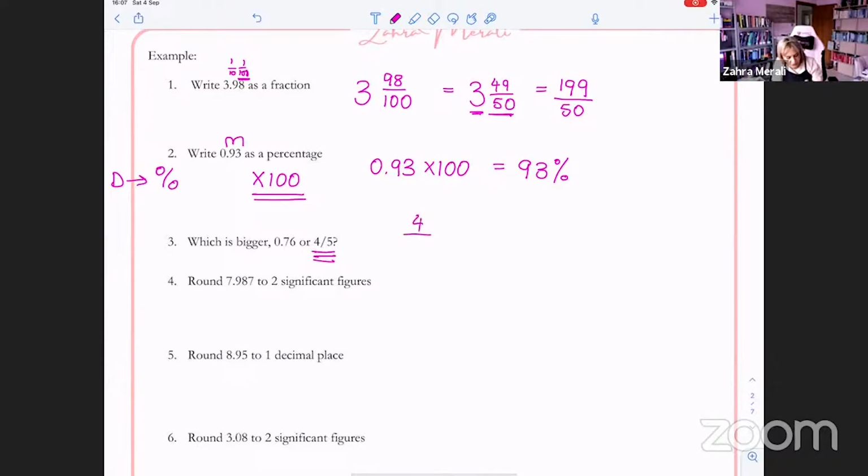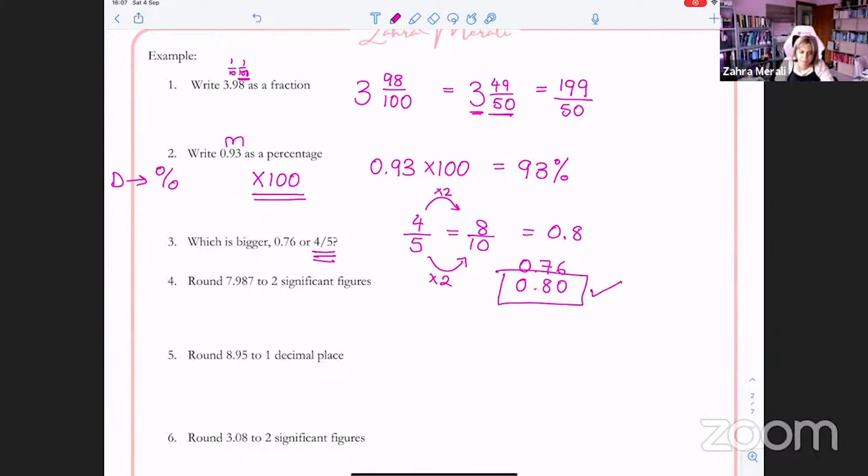So we have 4/5. Now this one's actually quite easy because we're going to make it over 10, because we know the first amount is tenths. To go from 5 to 10, we times by 2. We times the top by 2 and we get 8. So 4/5 is 0.8. Now we've got 0.76 and 0.8, and just to make it the same, we'll write 0.80. All you're doing is comparing 76 and 80 and saying which one's bigger. So 80 is bigger, so that one is higher.